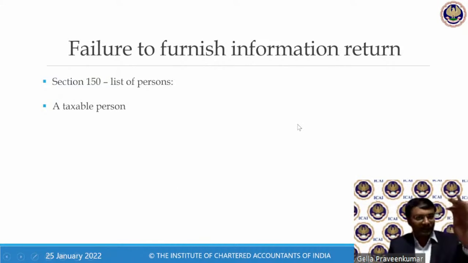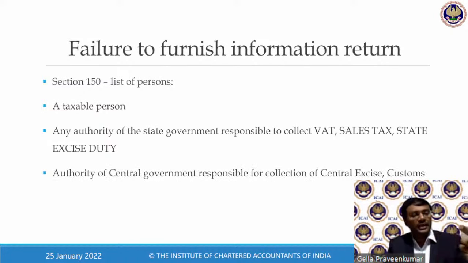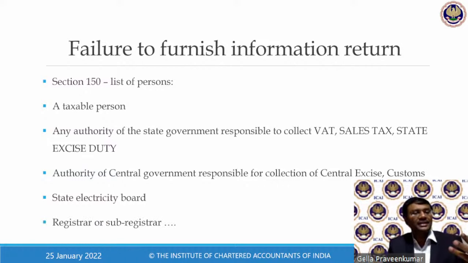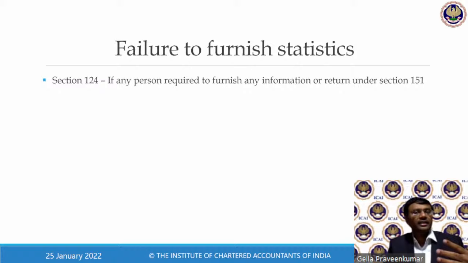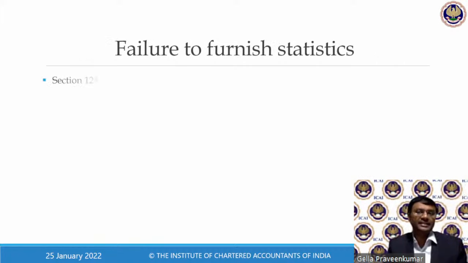Now under section 150, sir, who are the people who have been notified? A taxable person, authority of a state government who's supposed to collect VAT, sales tax, state excise, authority of a central government who collects central excise or customs duty, state electricity board, registrar, sub-registrar. Now, these are the set of certain people who have been notified. This is a separate chapter, students, miscellaneous provisions. I'll come in detail with respect to 150. As of now, please keep in mind, any information called and not furnished, maximum 10,000 is a penalty under CGST, SGST.